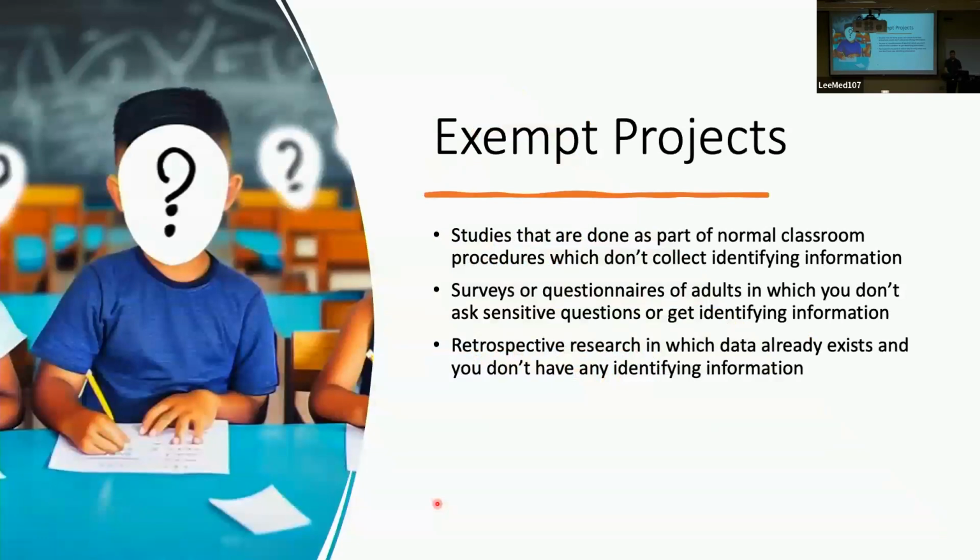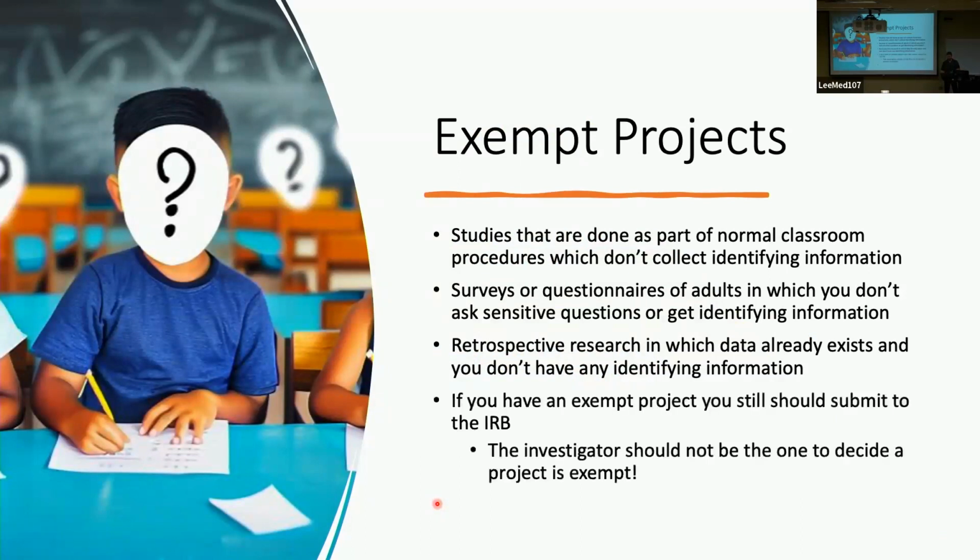But as far as exempt projects go, these are studies that are done as part of normal classroom procedures which don't collect identifying information. They can be surveys or questionnaires of adults in which you don't ask sensitive questions or get identifying information, or it can be retrospective research in which data already exists and you don't have any identifying information. If you have an exempt project that meets one of these scenarios, you should still submit it to the IRB to allow us to make that determination. The investigator should not be the one to decide a project is exempt. So you can decide a project is not human subjects research. If you go through that flowchart and you decide, oh, no, this doesn't count as human subjects research.